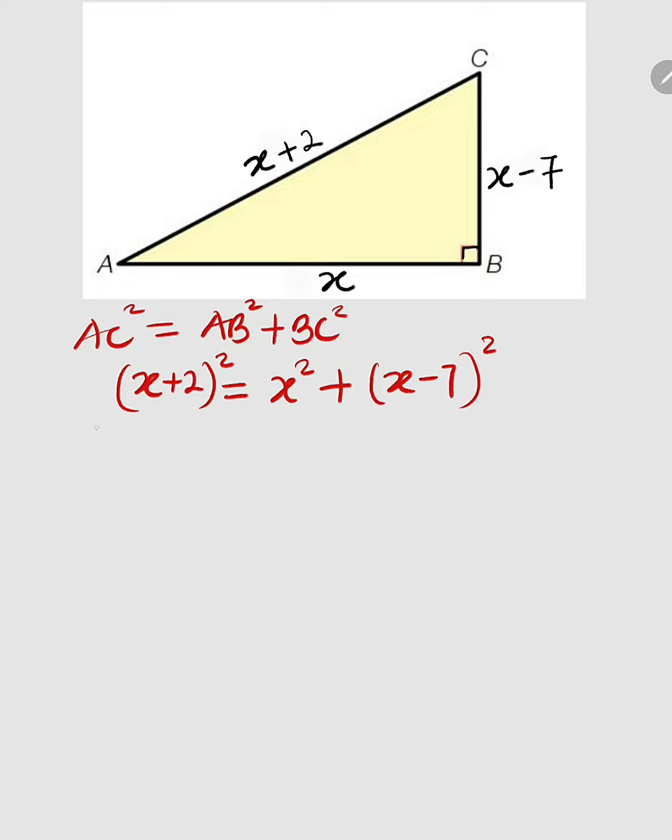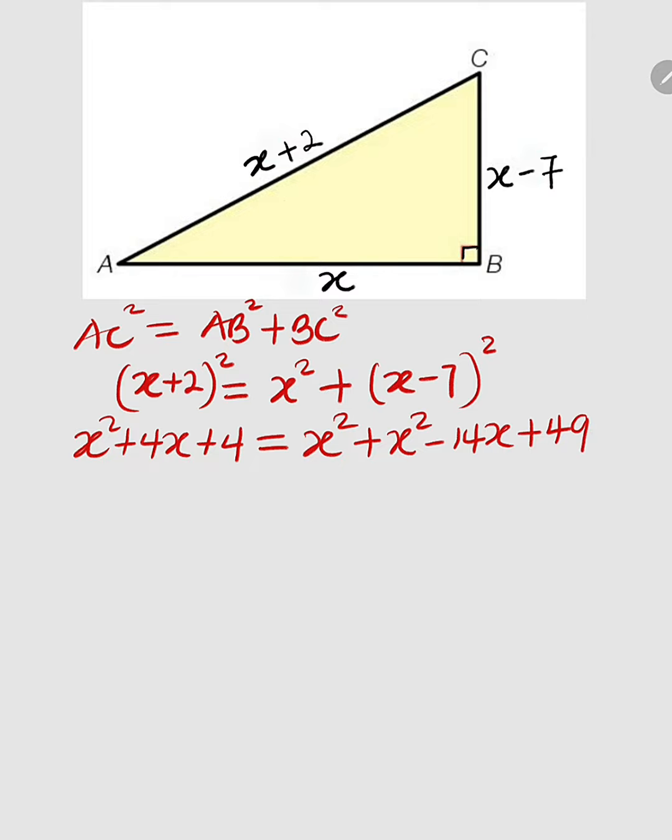(x plus 2) squared is the same thing as x squared plus 4x plus 4. And on the right hand side, we still have x squared here. And if you expand (x minus 7) squared, you're going to get x squared minus 14x plus 49. Now let us bring everything to one side. To avoid getting a negative x squared, let us take the terms from the left hand side to the right hand side.